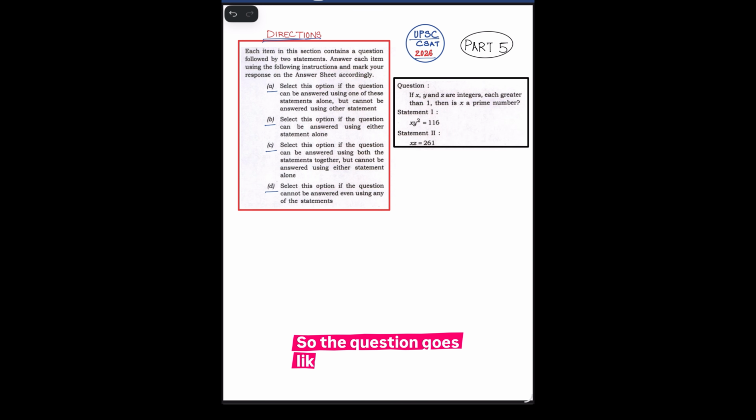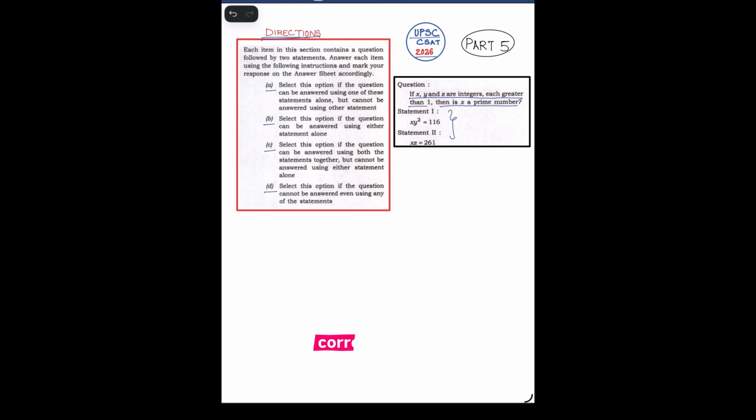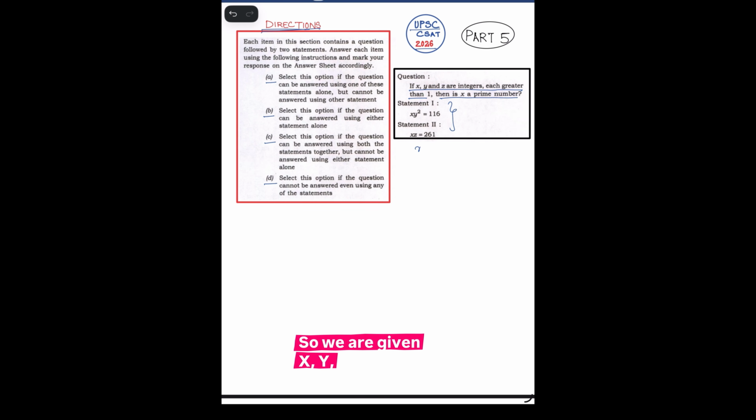So the question goes like this. If x, y and z are integers, each greater than 1, then is x a prime number? So we are given two statements based on which we have to identify the correct answer option. So we are given that x, y and z are integers that are greater than 1 and we have to determine whether x is a prime number. So let us evaluate the statements one by one.